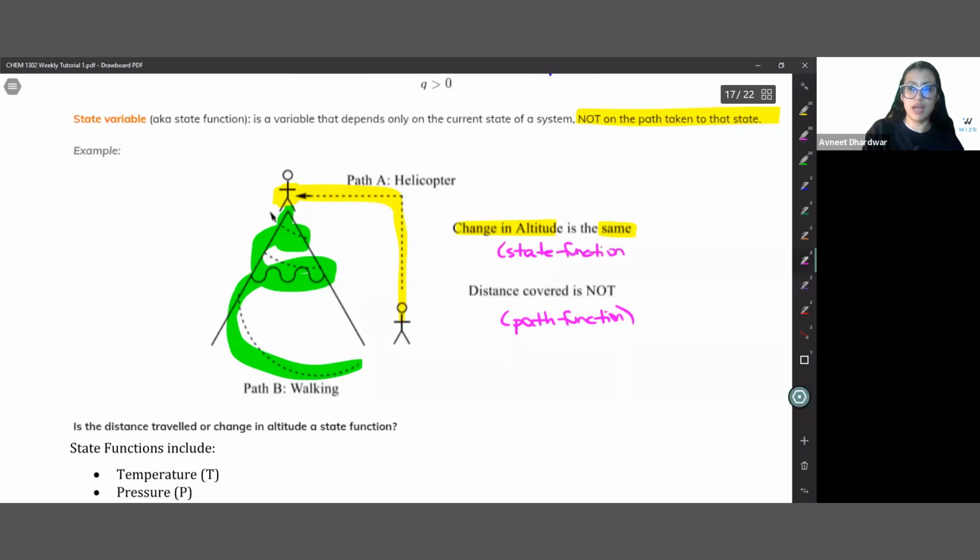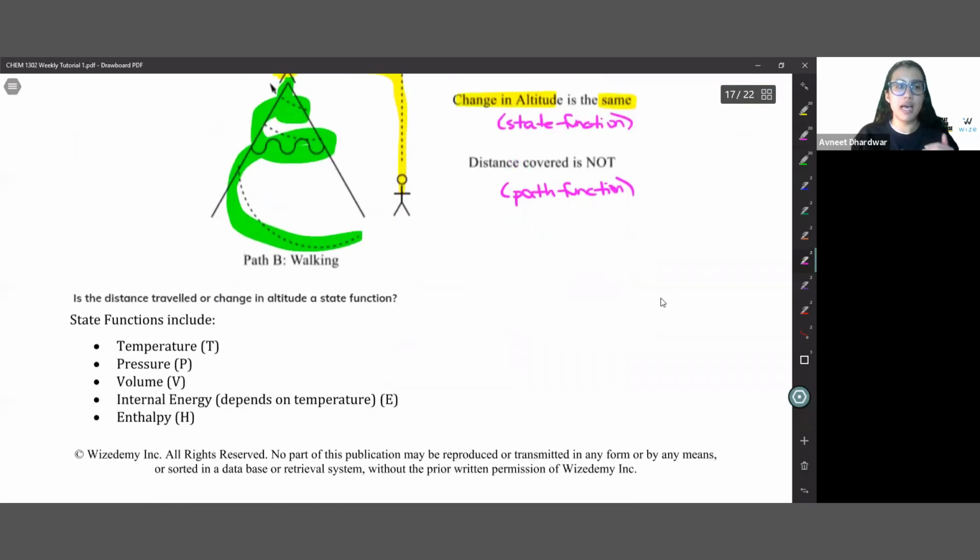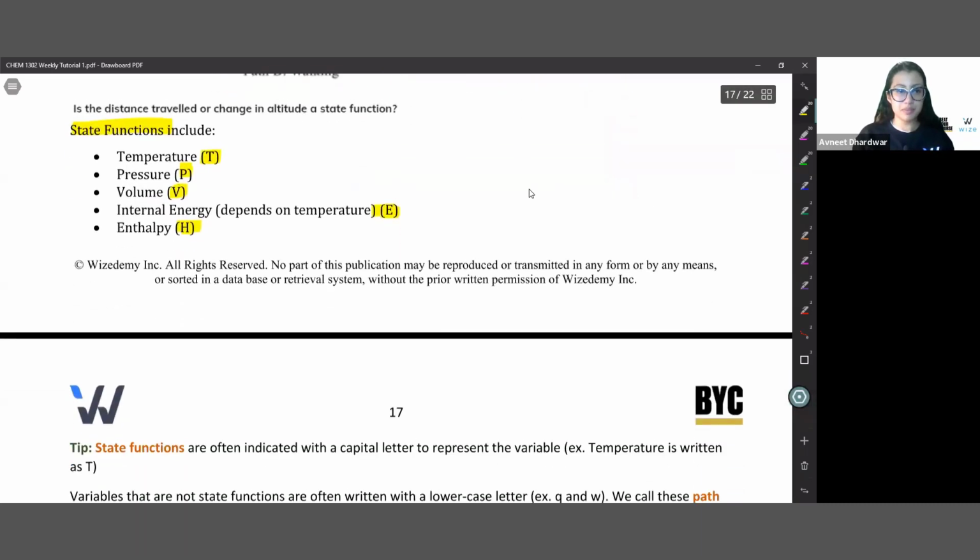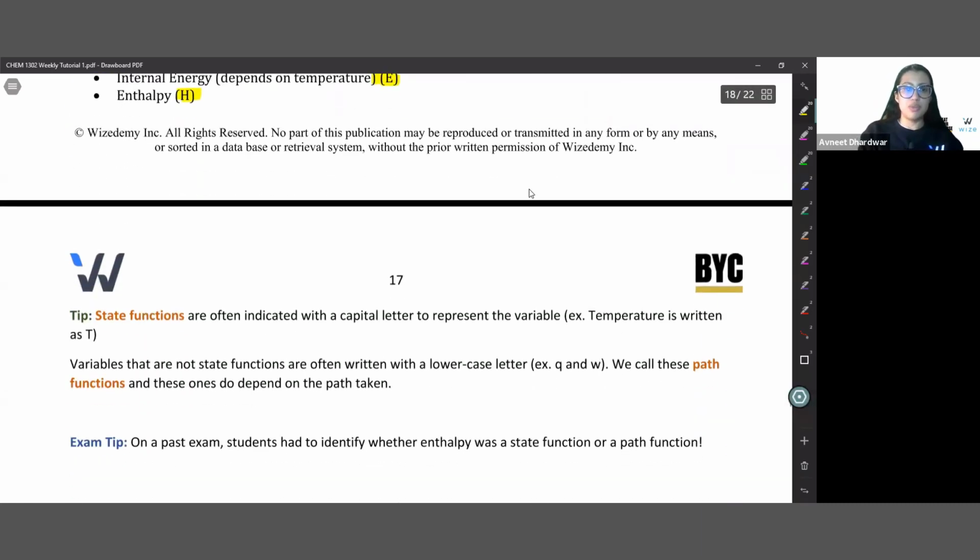Okay, now the nice thing for chemistry is that state functions are typically written all in capital letters. So these are all examples of state functions with all capital letters. Okay, so that's an easy way to remember that these are state functions. They don't depend on the path taken. Whereas on the other hand, your path functions are represented by lowercase letters, like little q and little w.